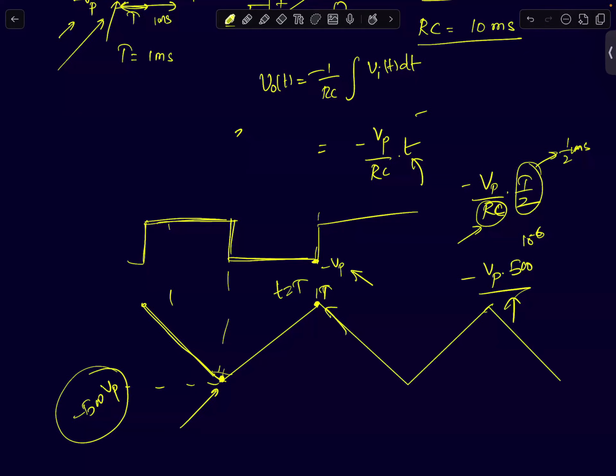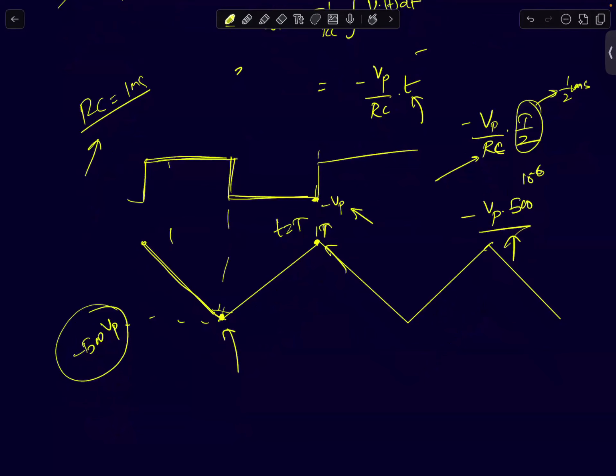Now, the difference in the peak voltage that you reach is dependent on the RC time constant. If RC equals 1 millisecond, what will be the peak voltage it will go to? It will go to Vp by RC into T by 2. T by 2 is 0.5 milliseconds, RC is 1 millisecond. So the peak it will go to is minus Vp by 2.